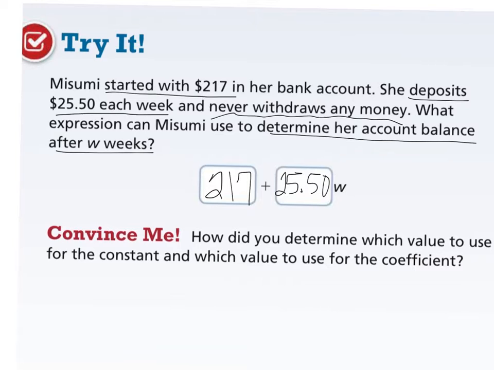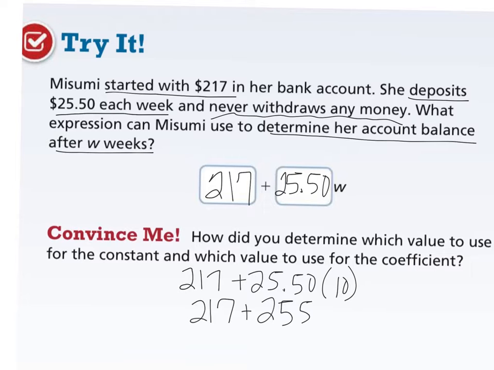So for example, if we wanted to find her account balance after 10 weeks, we would just substitute a 10 in place of the W. 25.50 times 10 would be, multiplying by 10 would move our decimal one spot, 255, and so then that would be a total of $472. Good. Okay, and again, that's not a question they asked, but just for an example of how we might use that.